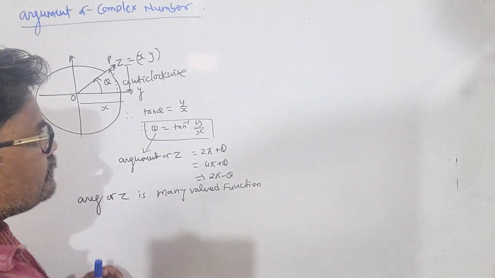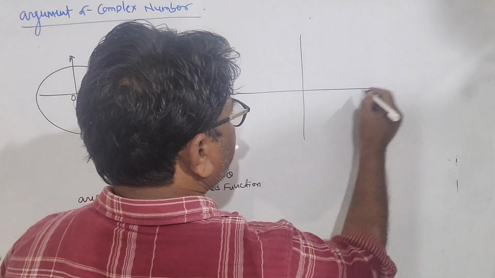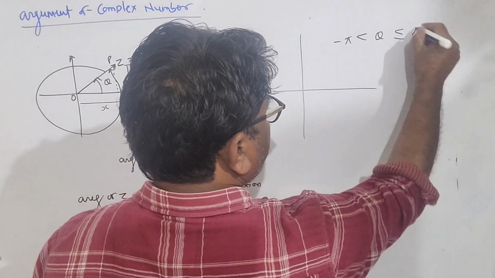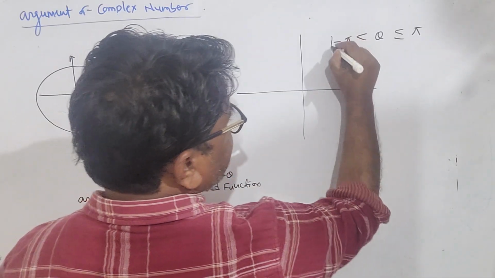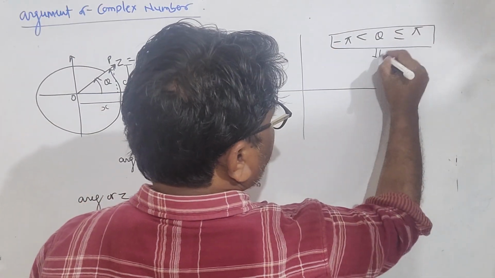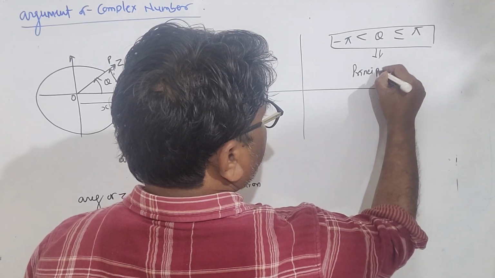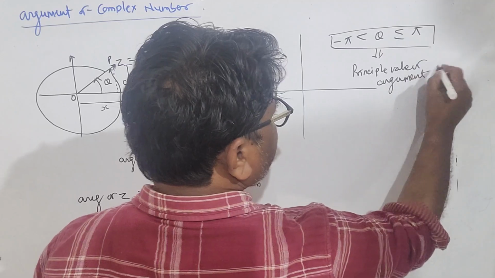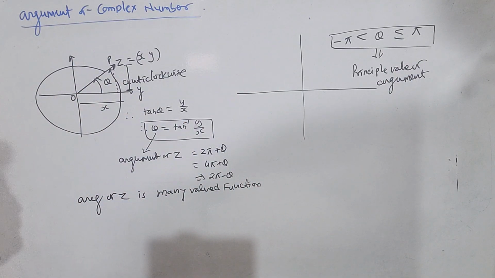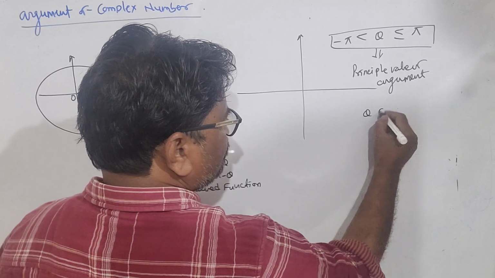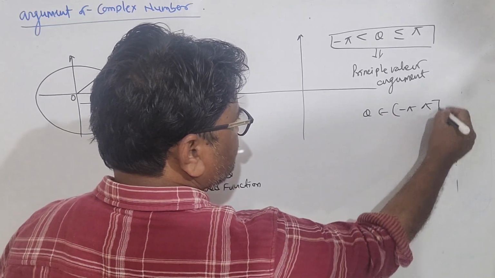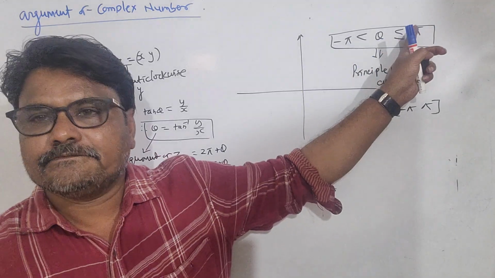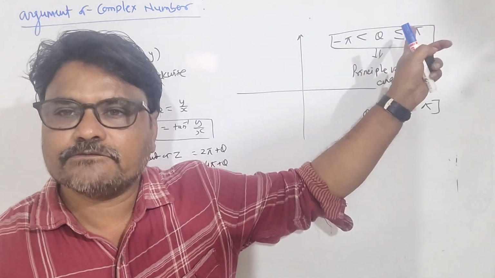but the argument which is lying between minus pi to pi, including pi, is the principal value of the argument. So we will always deal with the principal value of the argument. So theta belongs to the interval open at minus pi and closed at pi. Means the argument of a complex number can be pi, or it is lying between minus pi and pi.